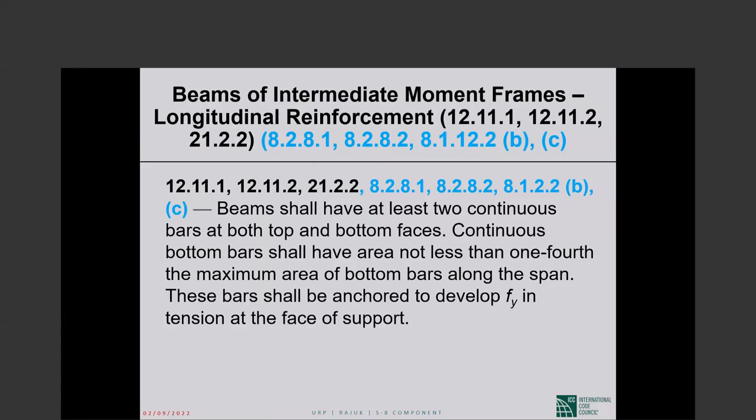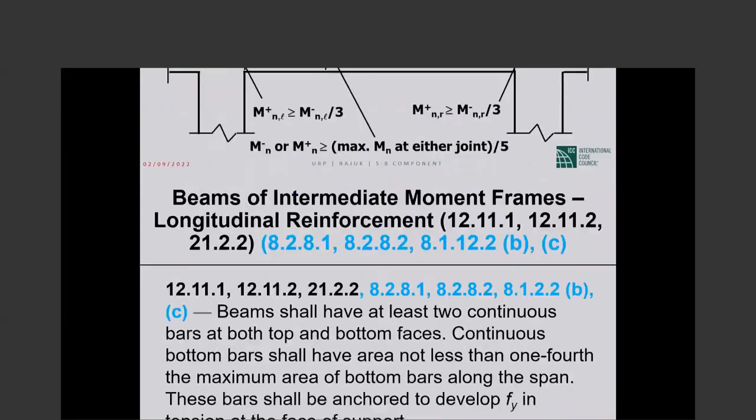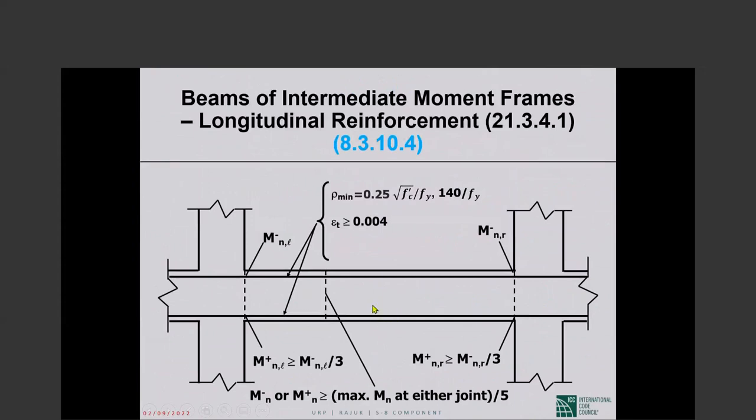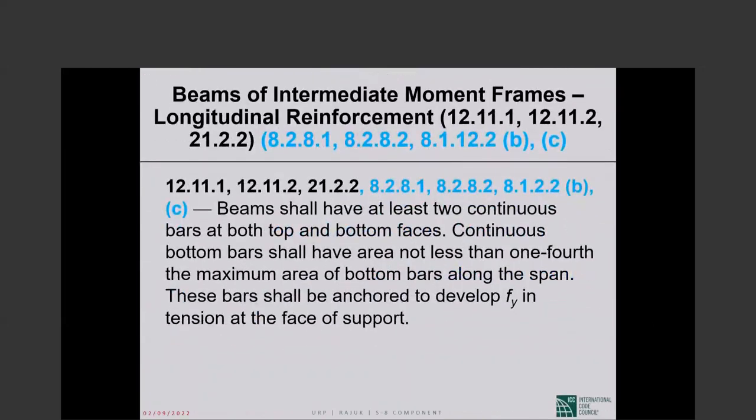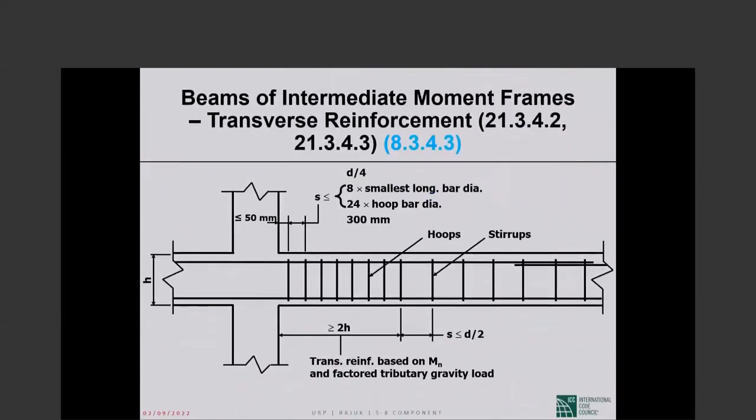So for beams, together, this is the requirement. Beams shall have at least 2 continuous bars at both top and bottom faces. That applies to intermediate moment frame beams. Continuous bottom bars shall have area not less than 1/4 the maximum area of bottom bars along the span. So whatever you need in the span section, 1/4 of that reinforcement has to be continuous. That is a basic chapter 12 requirement that does not go away. So I just wanted to point out that the basic requirements remain in force.